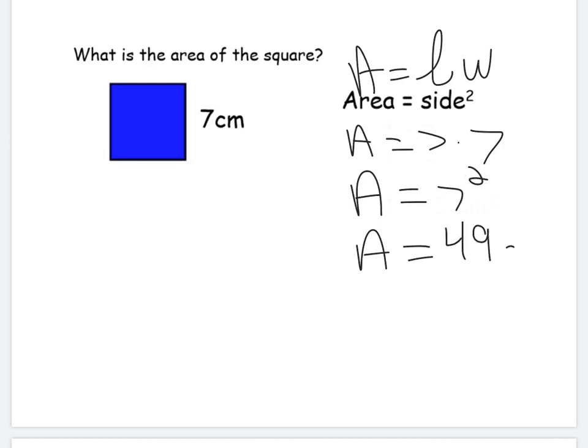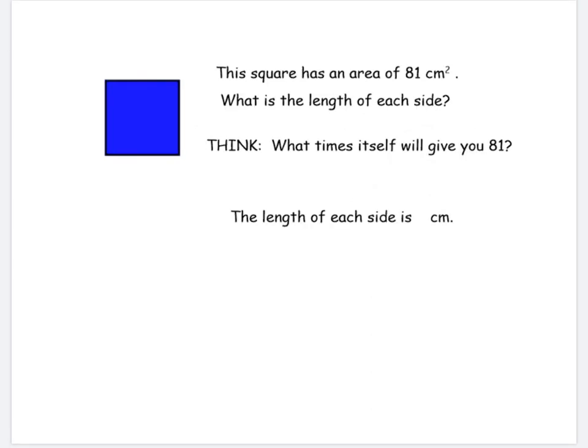And then my units are centimeters. And then again, my units are always squared, so I have 49 centimeters squared. Let's think about this backwards. Let's say now we're looking at a square and we know the area. We know the area is 81 square centimeters. We want to figure out what is the length of each side.